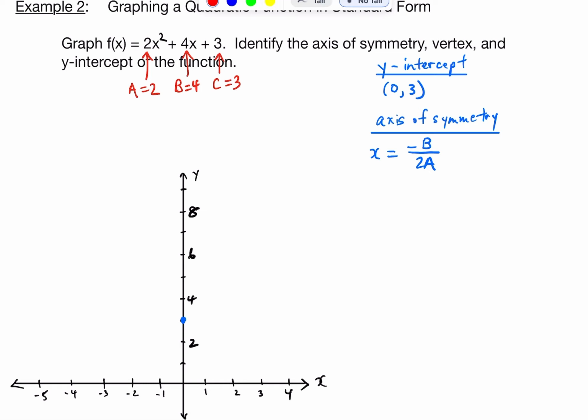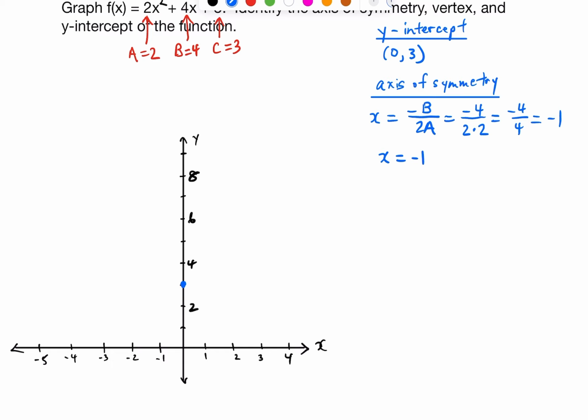Now we are going to enter this value for a and this value for b into this equation. When we do, we're going to get negative 4 over 2 times 2. If we simplify that, we get negative 4 over 4, and negative 4 divided by 4 is equal to negative 1. So that tells me that my axis of symmetry is x equals negative 1.